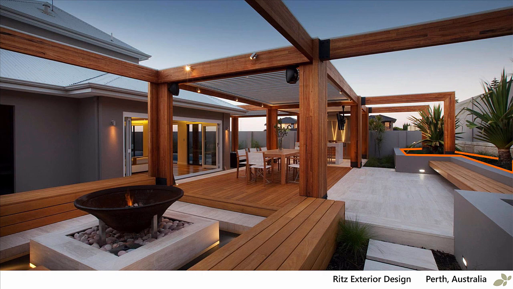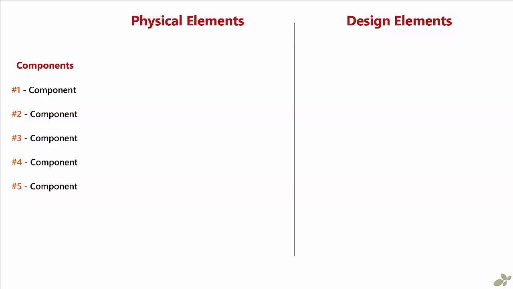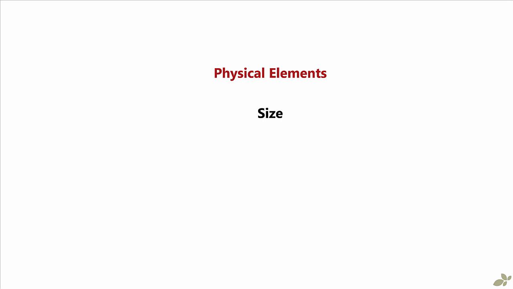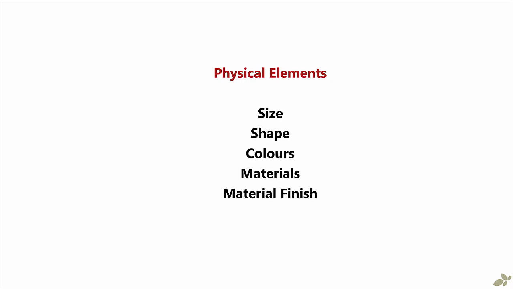To get started on your image, take a piece of paper and write down on one side any components in the image you like. Next, make 2 columns, one for physical elements, the other for design elements. Physical elements are the size, the shape, the colors, the materials, and the finish of the materials for a component. Design elements consider what function the component provides. Think shade, noise reduction, additional seating, things like that.